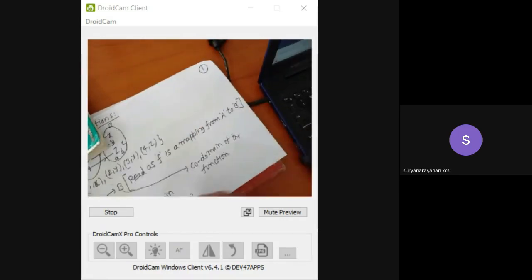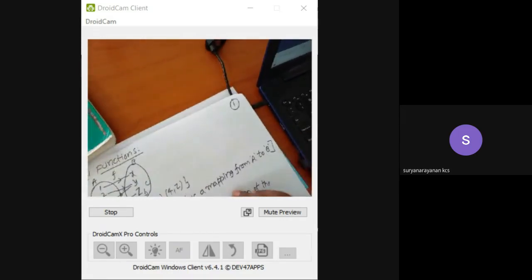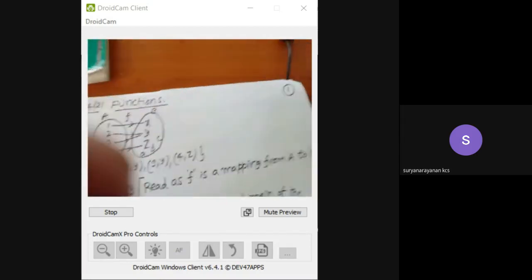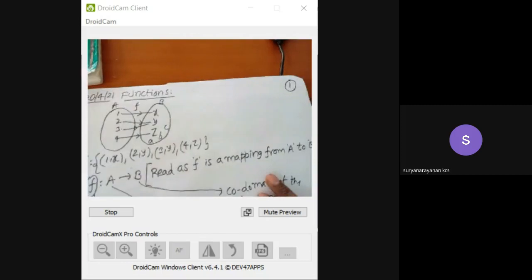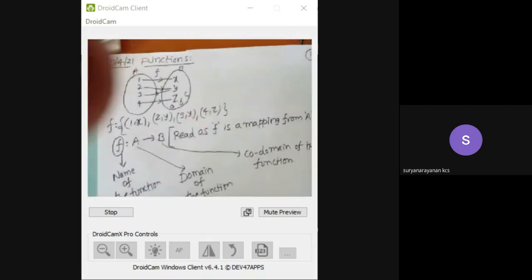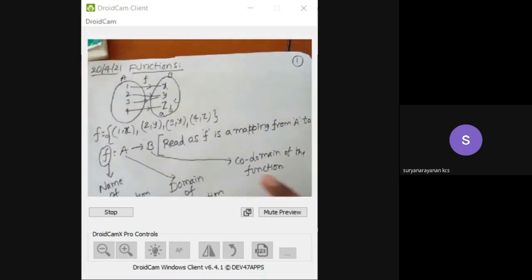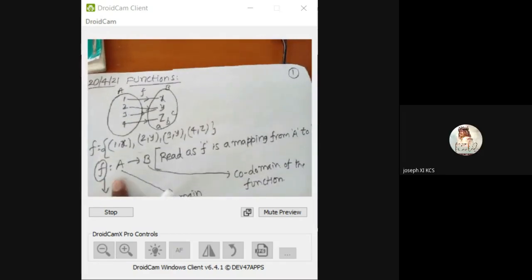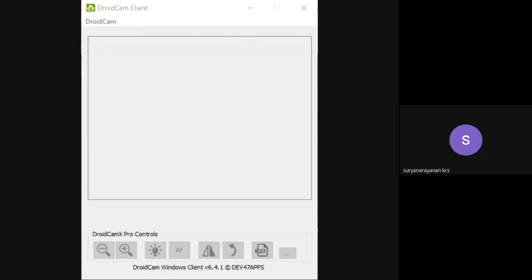Now tell me, how do you read this notation? First of all, you should learn how to read the notation. How do you read this notation? Tell me, Joseph. F is a mapping from A to B, sir. Yes. Some technical issue arose here.